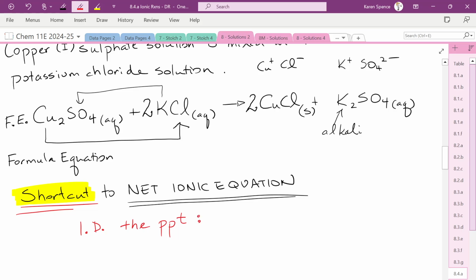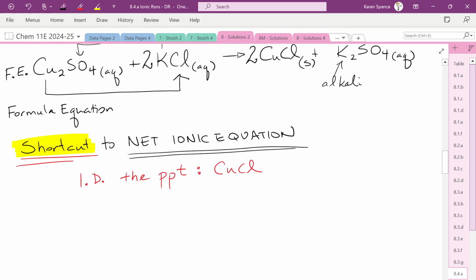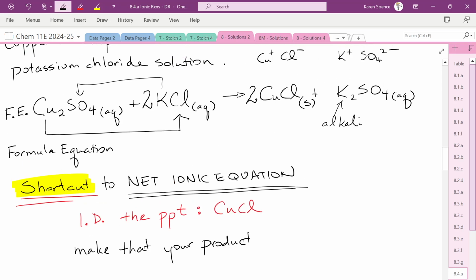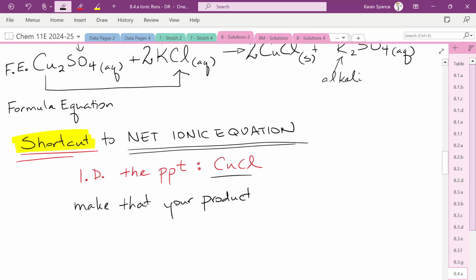which in this case is CuCl. Make that your product. So it's just CuCl. Cu2SO4 is copper 1 sulfate. It's copper 1, not copper 2. So we're going to make CuCl our product. And your reactants will just be the ions you need to make that.